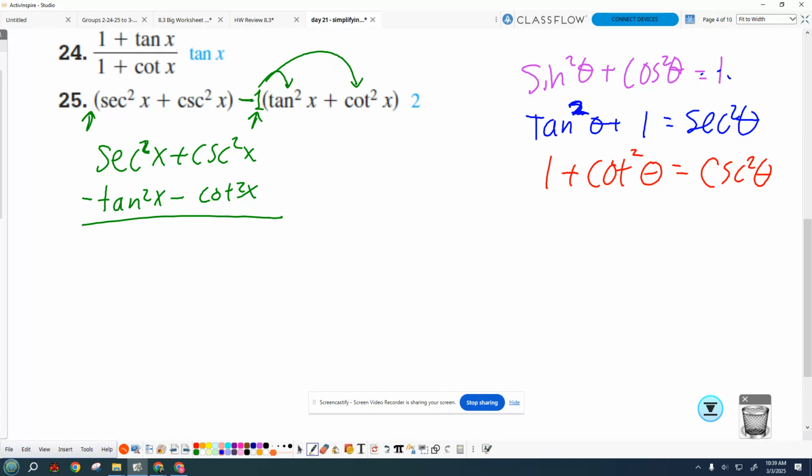Okay, Valentina, looking at this one that has secant squared on it, what is secant squared minus tangent squared? 1. So secant squared minus tangent squared is 1. Subtract tangent squared to the other side. So Ahmed, looking at the one in red, what is cosecant squared minus cotangent squared? Negative 1. Why is it negative 1? Because I moved the 1 over.